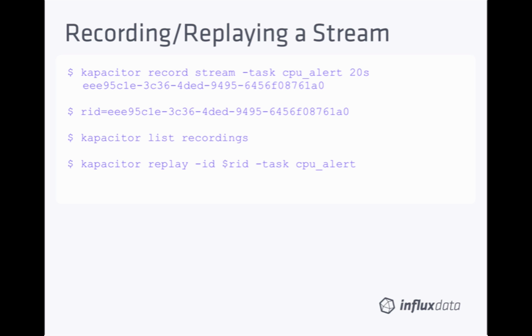And then once you run that, it's going to give you back this long UUID. That is a recording ID. And then when you list recordings, you should see that pop up. And then in order to replay that recording, you need the recording ID and then the task name. And you would just tell Kapacitor to replay that recording with the task CPU alert.